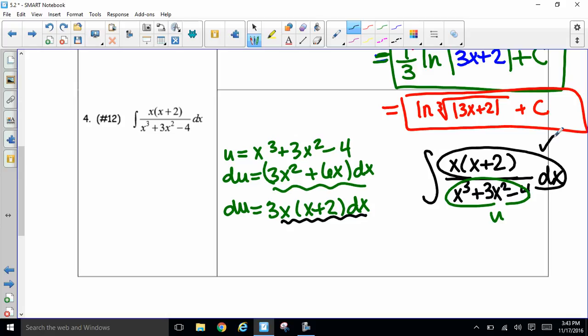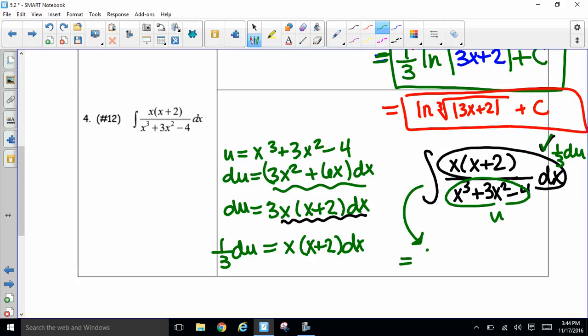And we saw plenty of times in chapter 4 how we can handle that constant in front. We could just divide it. So I could think about 1/3 du equals x times x plus 2 dx. And so now this top portion, yes, I can replace it with 1/3 du. All right, so this integral is equal to 1/3 times the integral of 1 over u du.